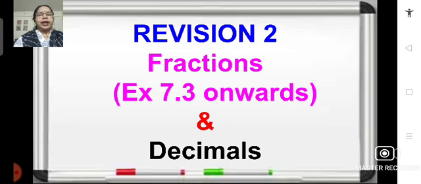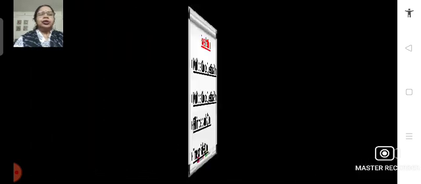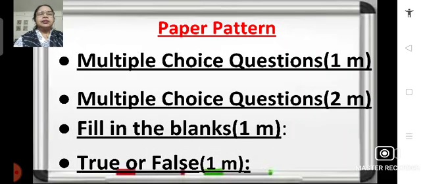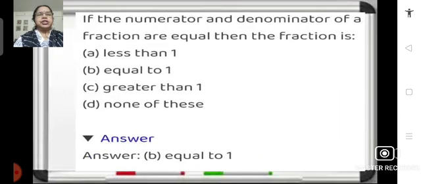In today's math session also, we are going to revise some of the important questions from chapter 7 fractions, which will be from exercise 7.3 onwards, and also from chapter 8 decimals. Children, I have already informed you that both these chapters are included in your second periodic test. Now let's have a look at your paper pattern once again. There will be multiple choice questions of 1 mark and 2 marks. There will be fill in the blanks and true or false. Now let's see what is the first question.